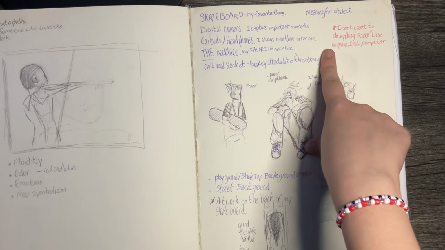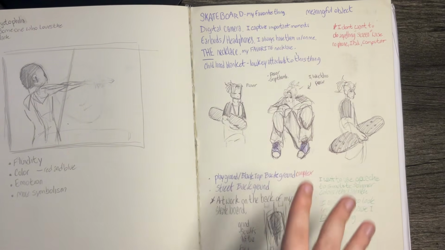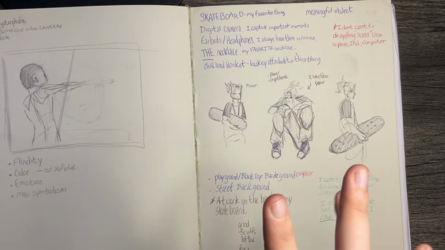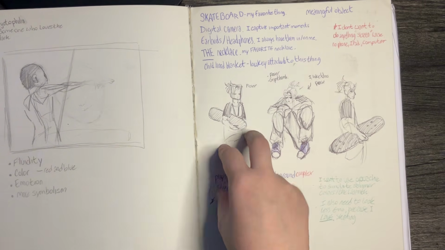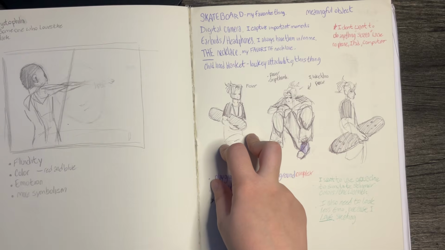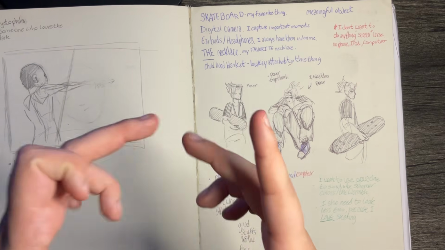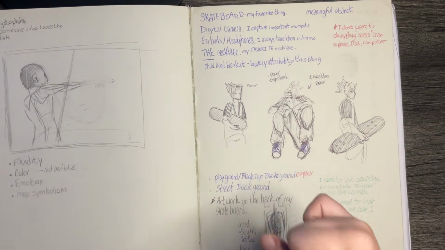For our meaningful object, I had my skateboard, my digital camera, my earbuds, or headphones, because I love headphones so much. I have this irrational fear that a bug is gonna crawl in my ear, so I have to wear headphones all the time. And also, this might sound weird, but I feel like it's easier for me to think when I have headphones on. Is that weird? I don't know. And my childhood blanket, which is just a black blanket with white, red, and green polka dots. But I also didn't know how to incorporate any of those things into my piece, except for the camera.